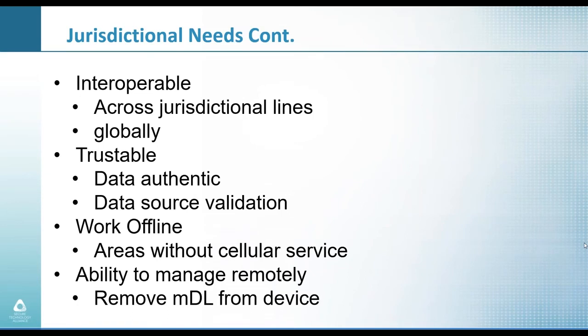And then we also have to have the ability to manage the mDL remotely. The data must be updated in real time, and any changes to an identity or driving privilege must be updated to the mDL when they are changed in the system of record. Therefore, we have the most up-to-date information sitting on the mDL at all times. Jurisdictions must have the ability to remove an mDL from a device if needed also. In the circumstance where an mDL was obtained under fraudulent circumstances, the jurisdiction needs to be able to remove that mDL upon notification.